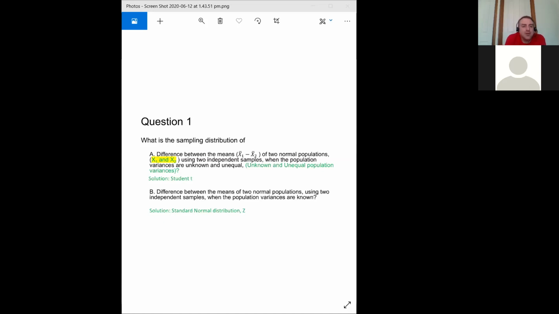Okay. What is the sampling distribution of a difference between the means x1 bar and x2 bar of two normal populations using two independent samples when the population variances are unknown and unequal? Okay. Right. Okay, so there's more details using two independent samples when the population variances are known. Oh, wow. Oh, cool.